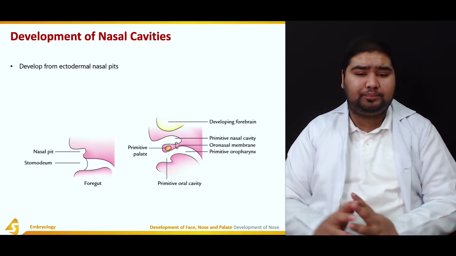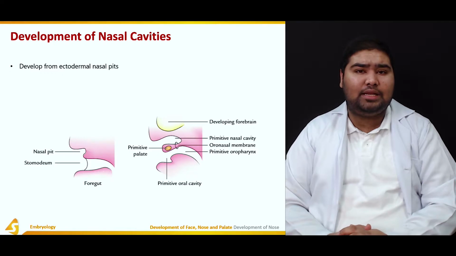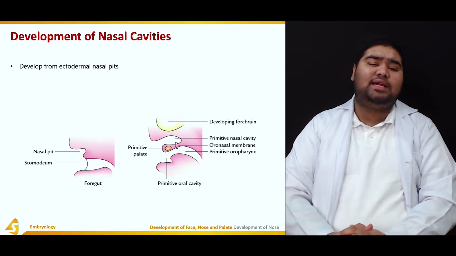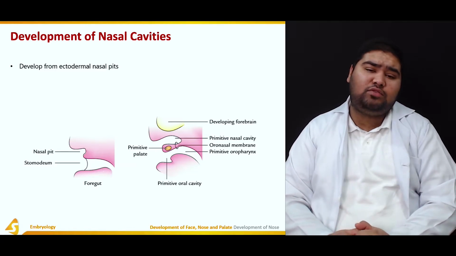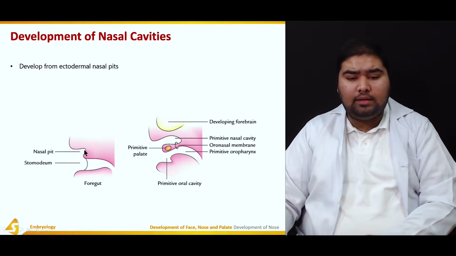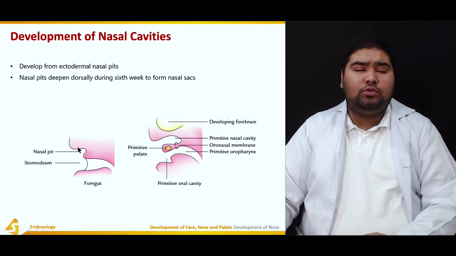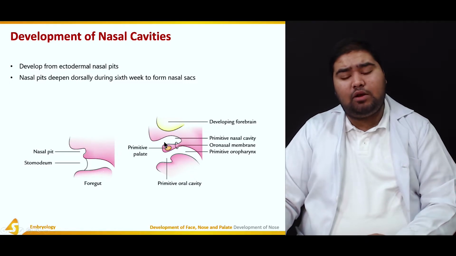So it develops from the ectodermal nasal pit. So the adult nasal cavity is derived from the ectoderm, and ectoderm invaginates to form the nasal pit. Here, this is the area of the nasal pit. So the nasal pit deepens progressively. Here you can see the deepening of the nasal pit.